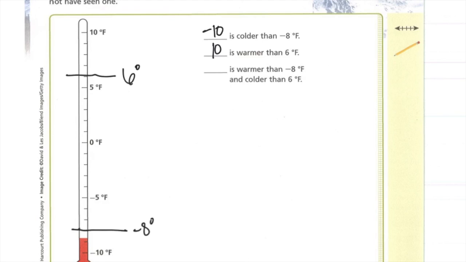Blank is warmer than -8, but colder than 6. Well, we could say 2 degrees there. So it could be anything between the two lines there. Okay? Go to the next page.